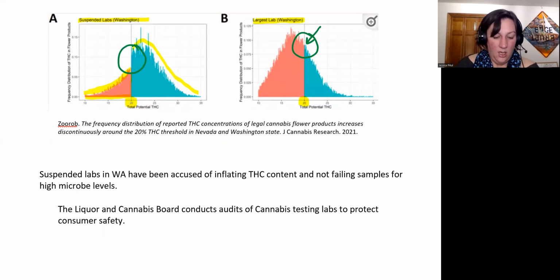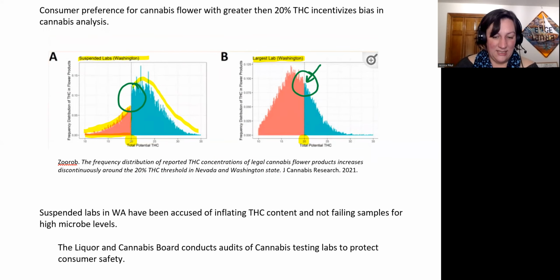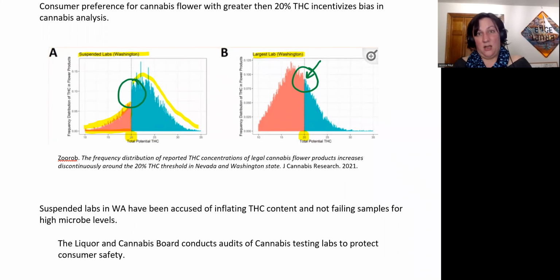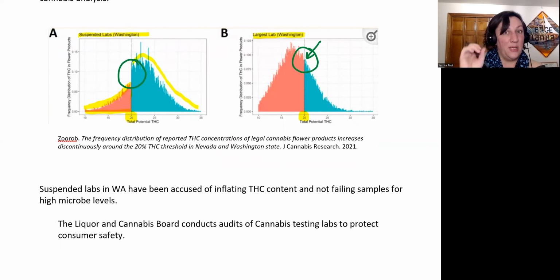So the other problem with this is it's not just about THC content and just inflating the THC content. Also, a lot of these suspended labs were accused of not failing samples with high microbe content. And so that meant that they had a suspiciously high number of samples that were able to pass the microbe test or standard, one that didn't fit the rest of the data for plants across the state. And so that was the other really big tip off.